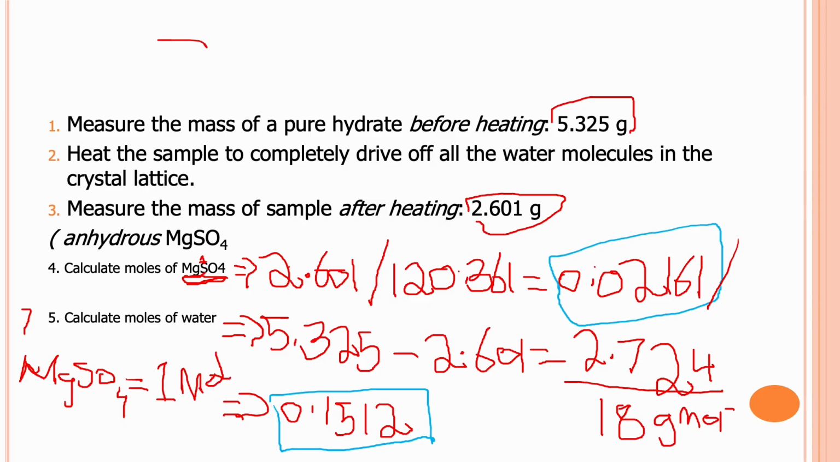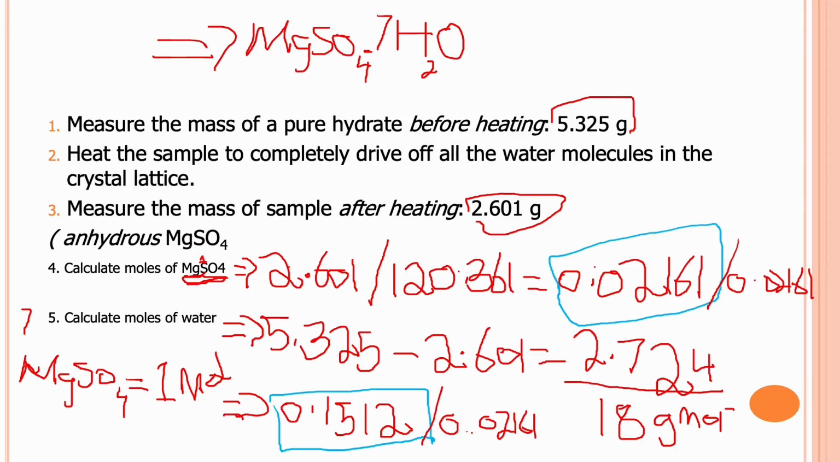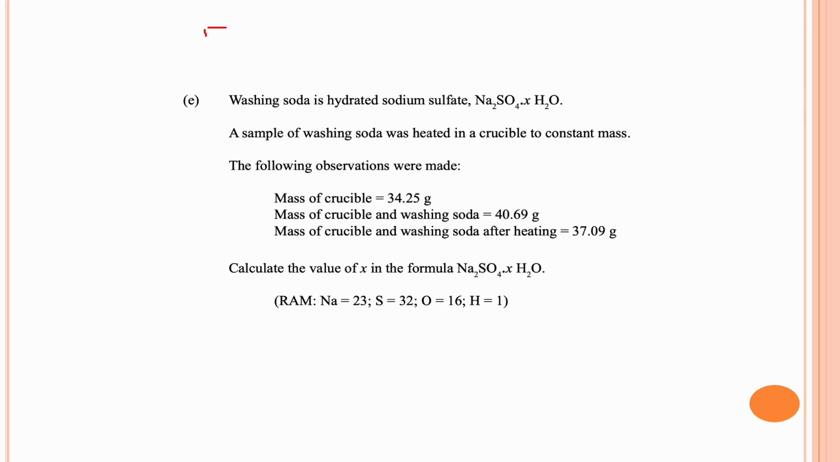So that means that if you were to write the formula for your magnesium sulfate hydrated salt, you're going to end up with your MgSO4 and your 7 H2O. All right, so I gave you 1 mole of the salt and 7 moles of the water. So this would be the practice question that we're going to look at in class.